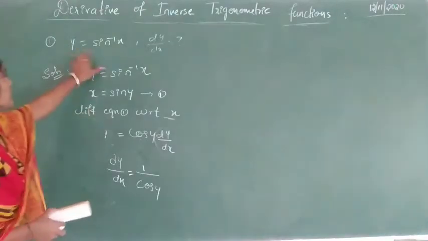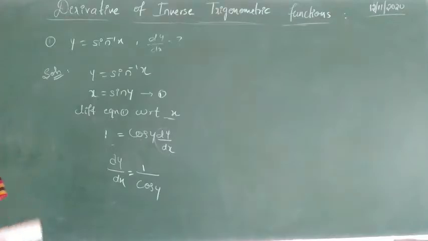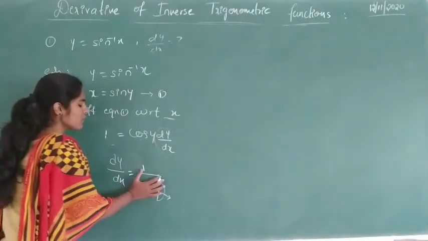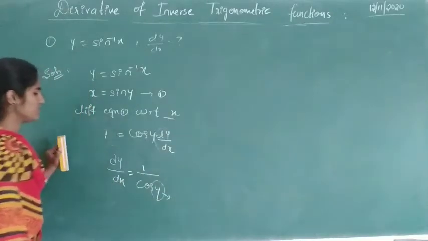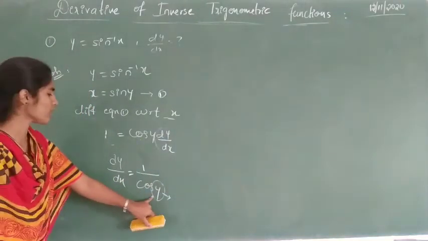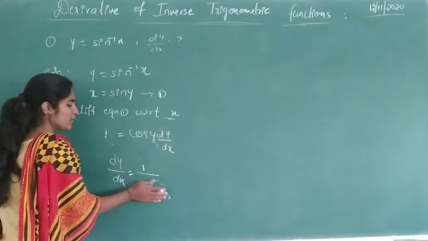Here y is nothing but sine inverse x, so the derivative of sine inverse x is 1 by cos y. But we cannot leave it like this, because y is a dependent variable. That's why I have to convert it in terms of x. See, now what will we do? First consider cos y. I will manipulate this cos y.